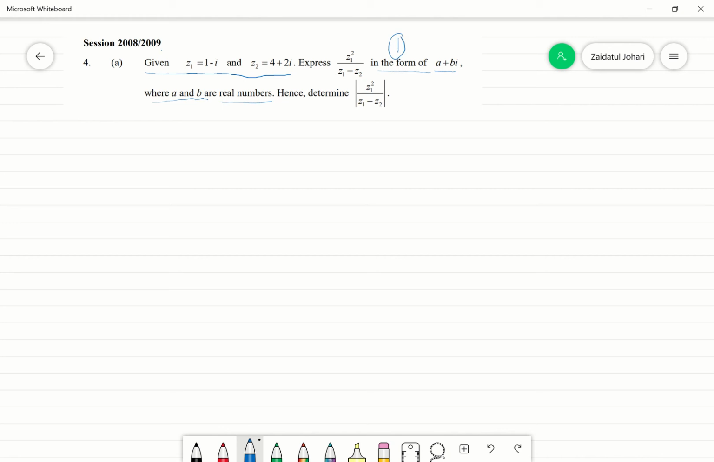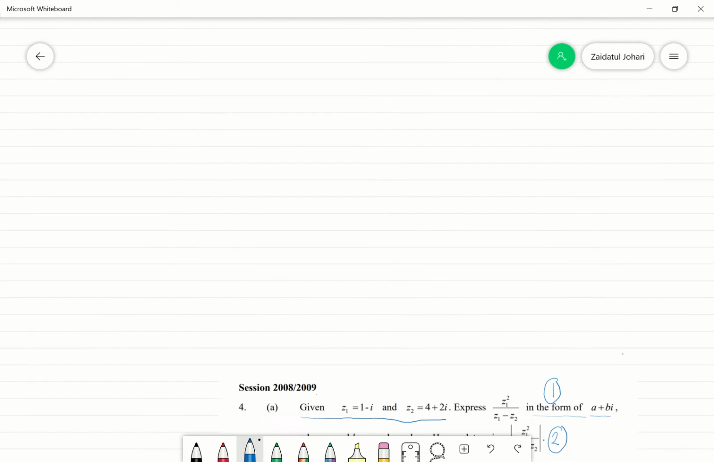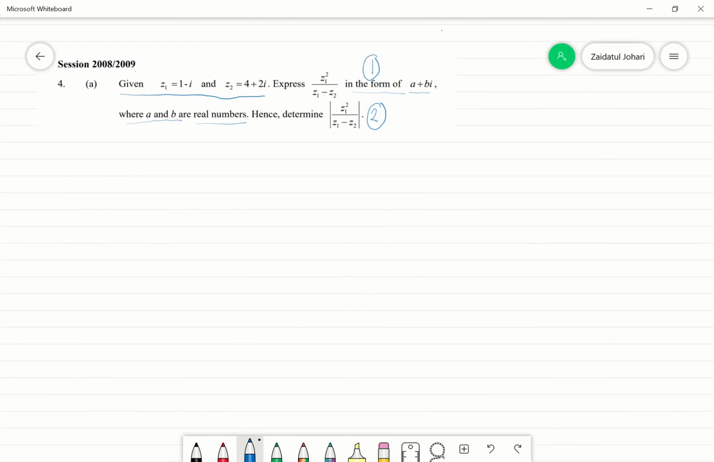Okay, so this question consists of two parts. First, we need to express it in Cartesian form, and second, we need to find the modulus. Alright, so let's solve this question one by one. The first part: we have this fraction z1 squared over z1 minus z2. First, let's find z1 squared. Because we know z1 is 1 minus i, z1 squared will be (1 minus i) squared.